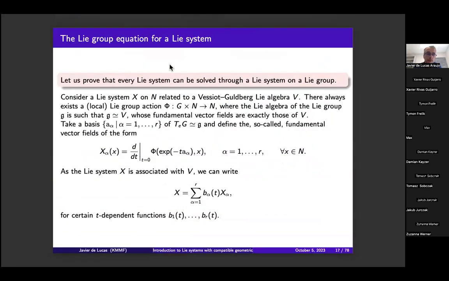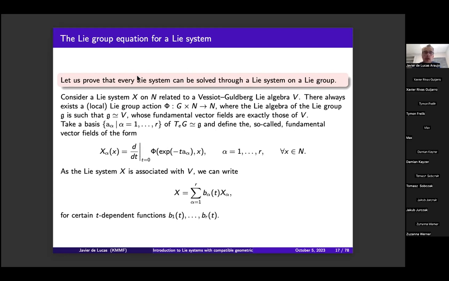So for the first part, let me recall something I did the last time quite quickly, and let us review the Lie group approach to Lie systems, which is based on the use of Lie groups and differential equations on Lie groups. The main point of this approach is that every Lie system on any manifold can be solved by means of a Lie system on a Lie group, indeed a Lie system of a particular type on a Lie group. So Lie systems on Lie groups are one of the most important classes of Lie systems.